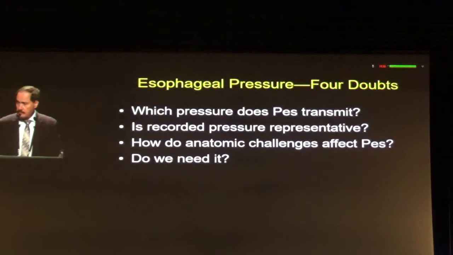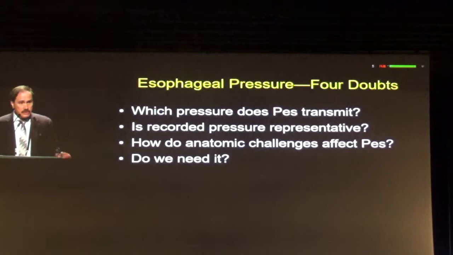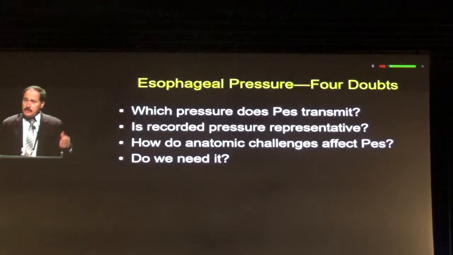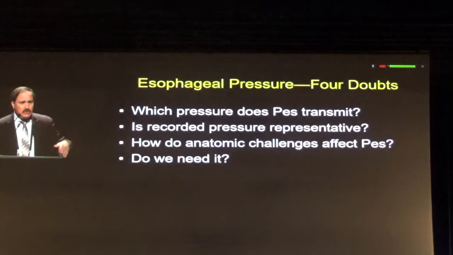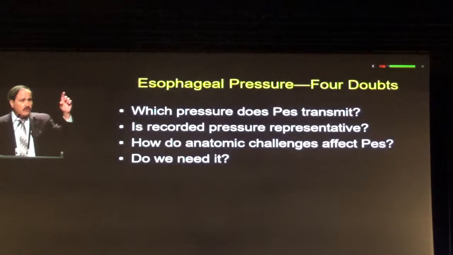So the esophageal pressure has been under assault in a clinical setting, but in fact in the laboratory setting it's been used since the mid-1950s. Which pressure does the esophageal pressure transmit? Is the recorded pressure representative? How do anatomic challenges affect the esophageal pressure? And really, do we need it? Can we just use the driving pressure, for example, the airway driving pressure? Or do we need to know the driving pressure across the lung? Those kinds of questions keep coming up at conferences like this.